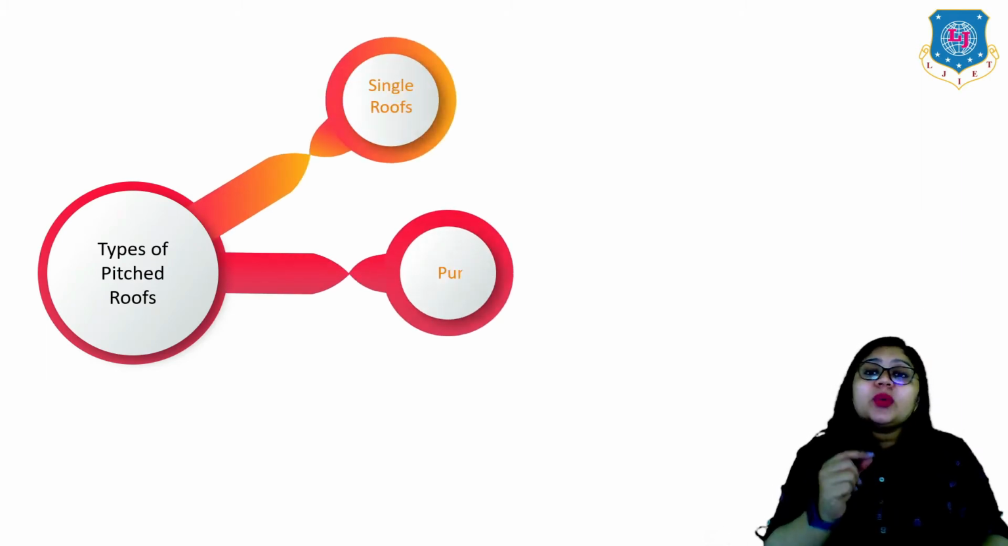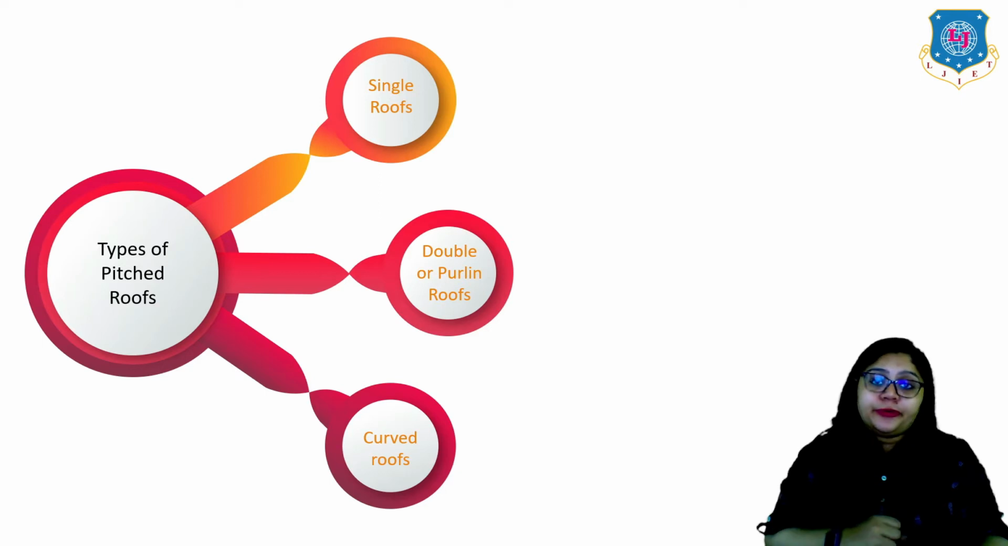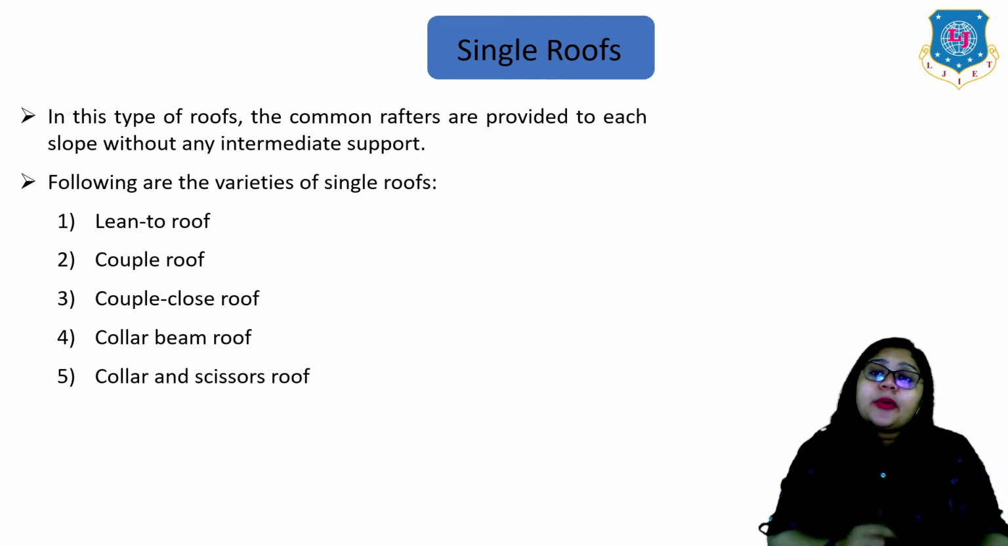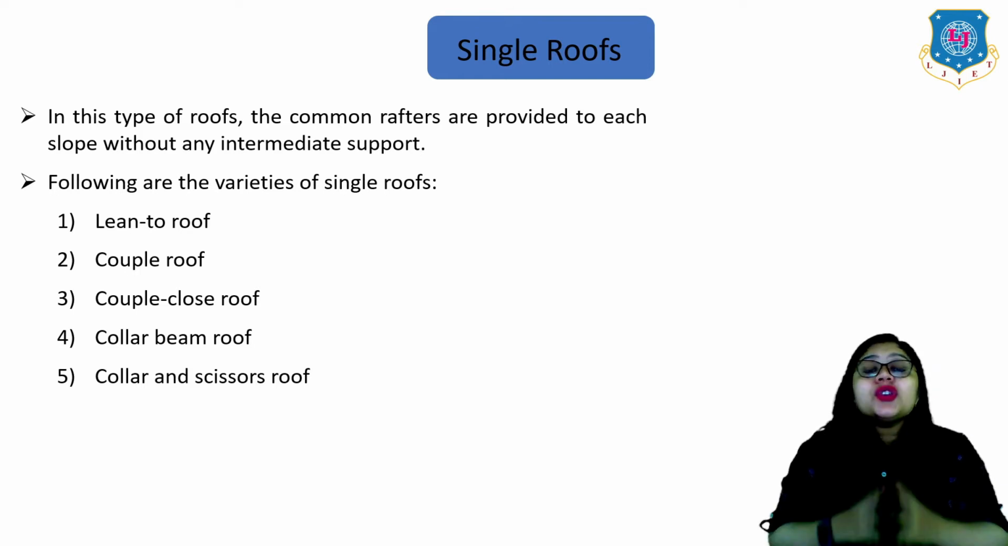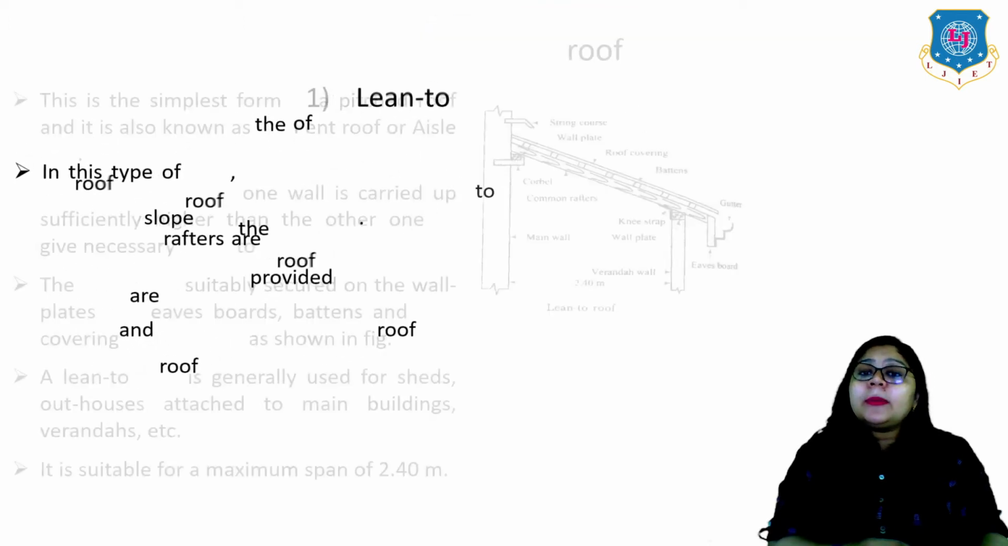So here the first one is the single roof, second is the double or purlin roofs and lastly the curved roof, which are types of pitch roof. So let us understand first the single roofs. In this type of roof, the common rafters are provided to each slope without any intermediate support. There are various varieties of single roofs available: the lean-to roof, couple close roof, collar beam roof, collar and scissors roof. So let us understand all one by one first.